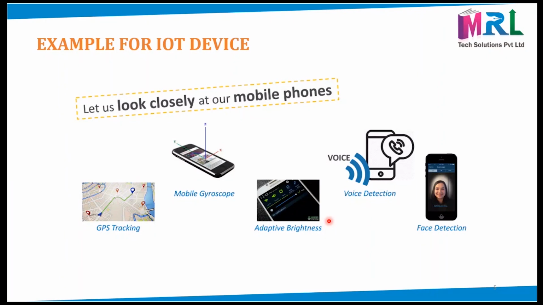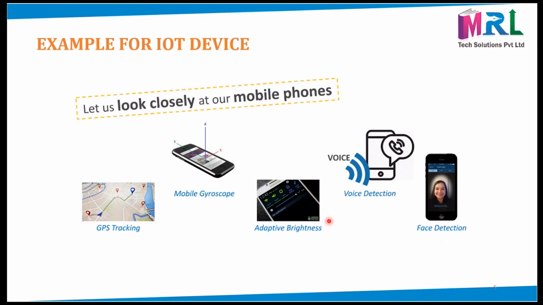Another one is face detection. With the help of face detection, we can unlock our phone, unlock our app, and unlock our security folders. So this also comes under IoT. The camera captures your face, processes that face, and then based on that output, it will unlock your mobile or unlock your app.